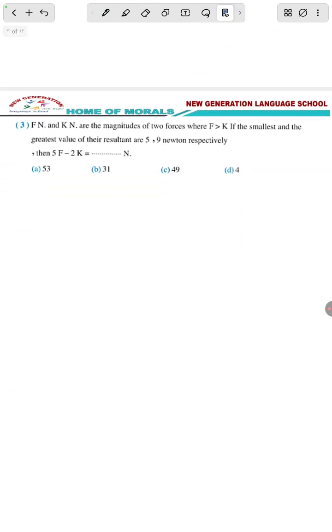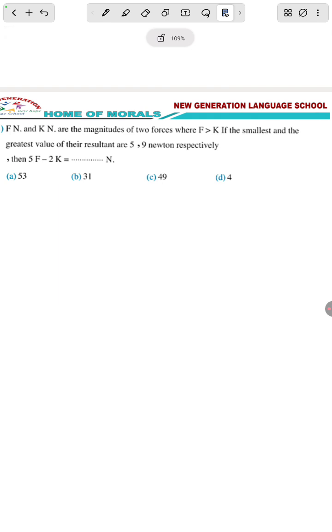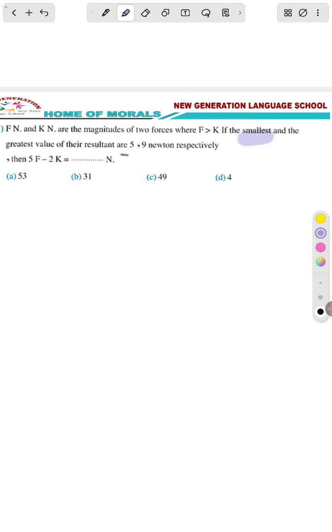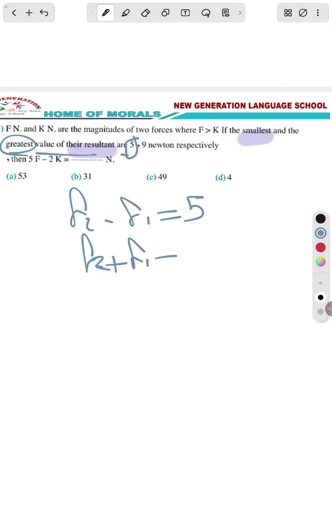Another one. F Newton and K Newton are the magnitudes of two forces where F is greater than K. If the smallest and the greatest values of their resultant are 5 and 9, find the greatest and the smallest. Okay, so I have a rule. The smallest resultant means F2 minus F1, here F2 minus F1 equals 5. And the greatest value of their resultant means F2 plus F1 equals 9.